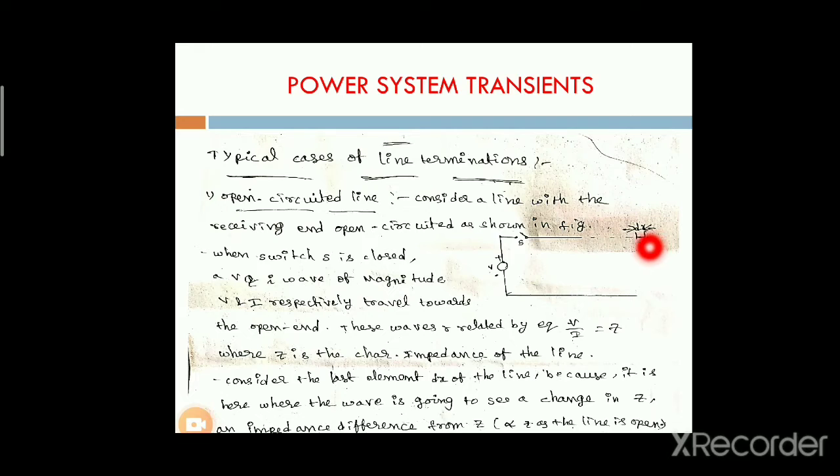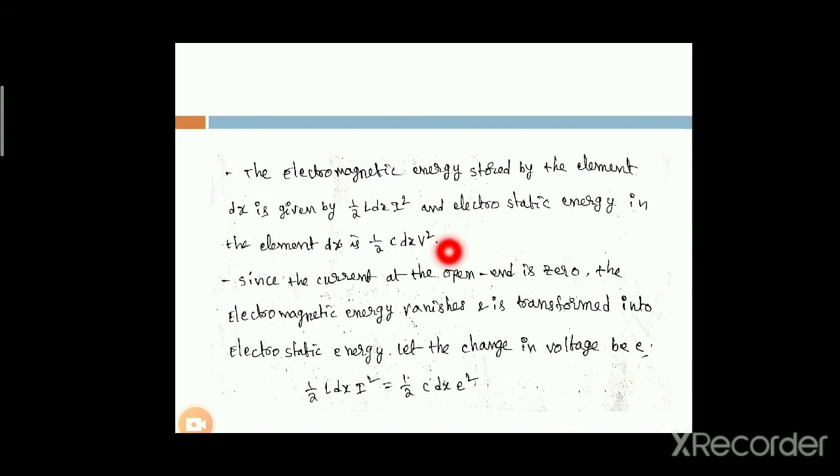Then we write down the electromagnetic energy in that element dx. It is given as half L dx into I square. This is the electromagnetic energy that is stored by the element dx.